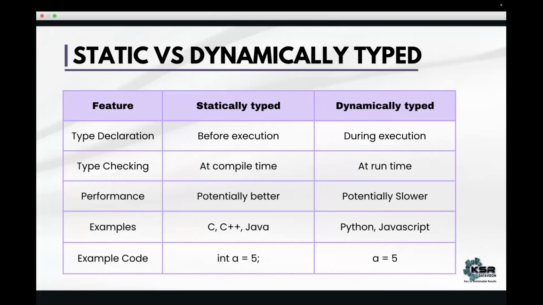Now let's start with static versus dynamically typed. So we have classified languages based on high versus low abstraction. We have classified languages based on how they are executed, compiled versus interpreted. Now we'll classify based on typing. Okay. So there are statically typed languages and there are dynamically typed languages. So what is typing? First we will understand that.